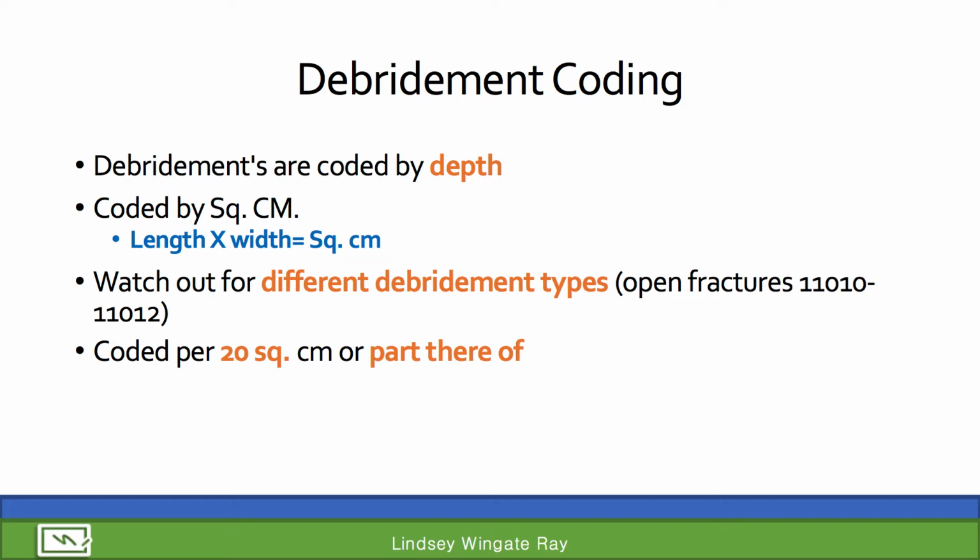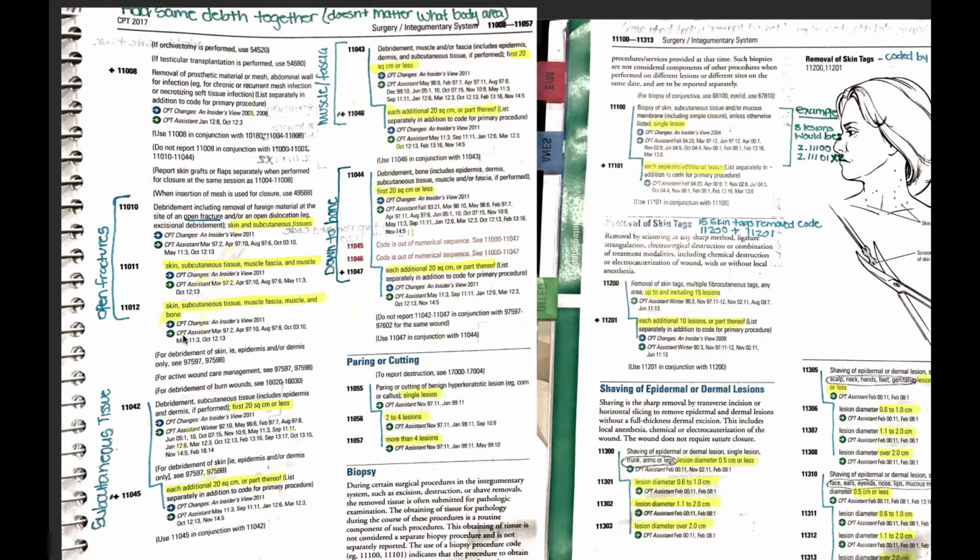Watch out for different debridement types. For example, there's a debridement for an open fracture, 11010 and 11012. Bracket these and put fracture next to it so that you easily notice it. These codes are coded based off of 20 square centimeters. The code description says, or part thereof. So if there were 25 square centimeters, you would code the first code and then the add-on code for the next 20 square centimeters.